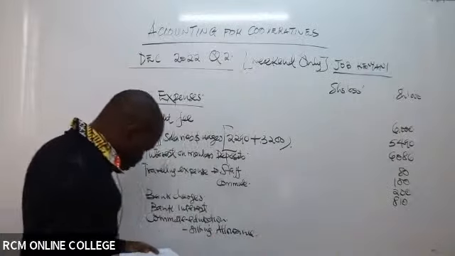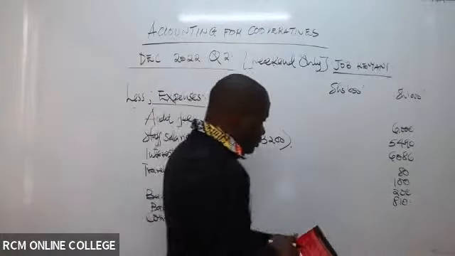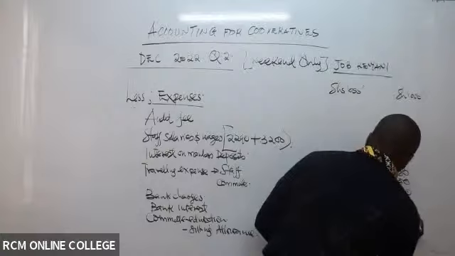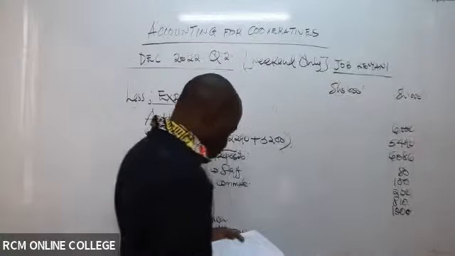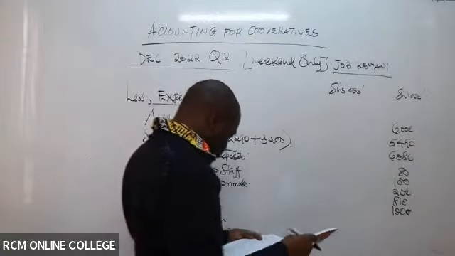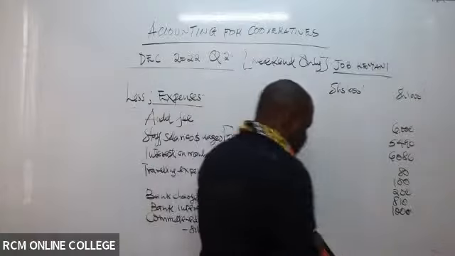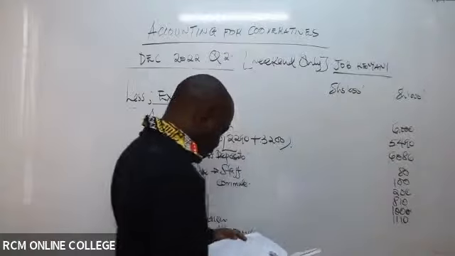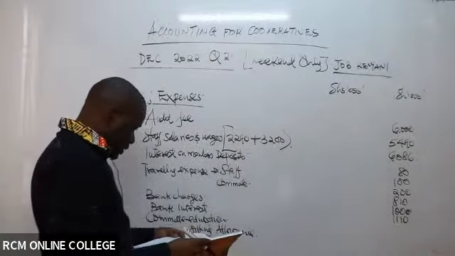For the committee education, in this case, they incurred 1,000. They actually incurred 1,000. So committee education expense, they incurred 1,000. Committee sitting allowance, they incurred 1110. They incurred 1110.